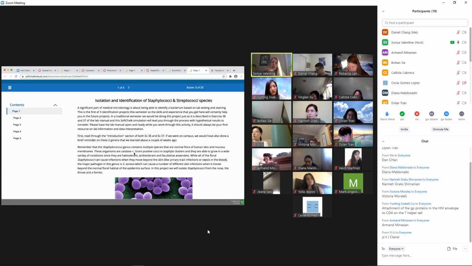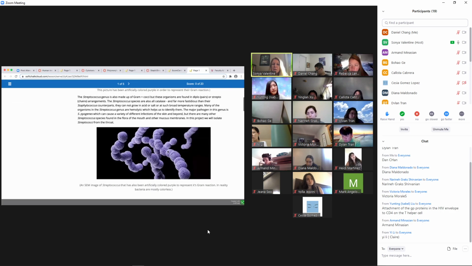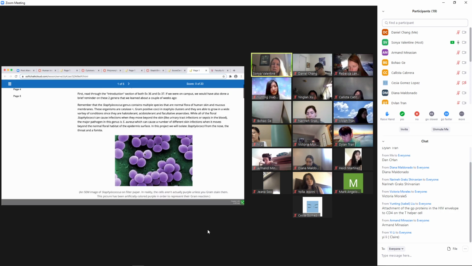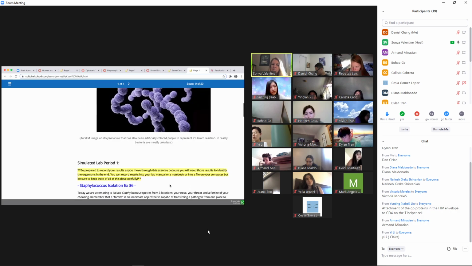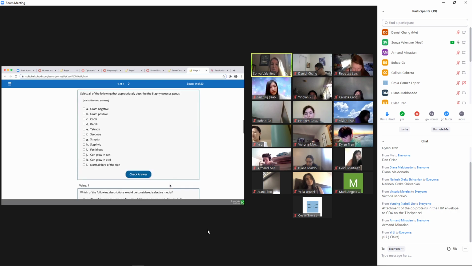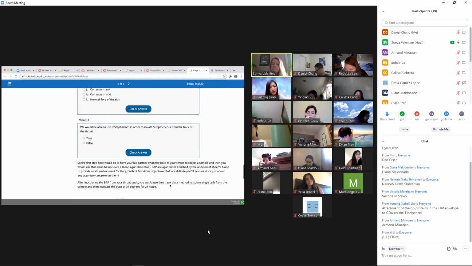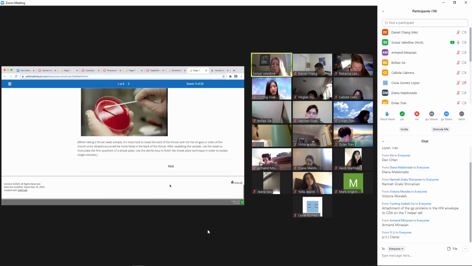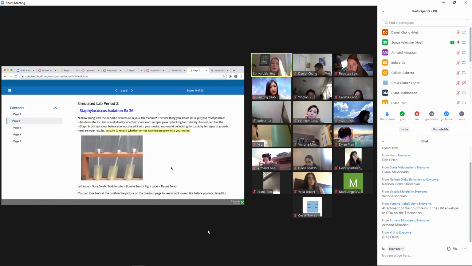So I would do that for each of the tests that are in here so that you're more familiar with them. That's also arrangement: staph are irregular clusters, strep are chains. It could be a small chain. So any of the media that are used in here, I would be familiar with it.